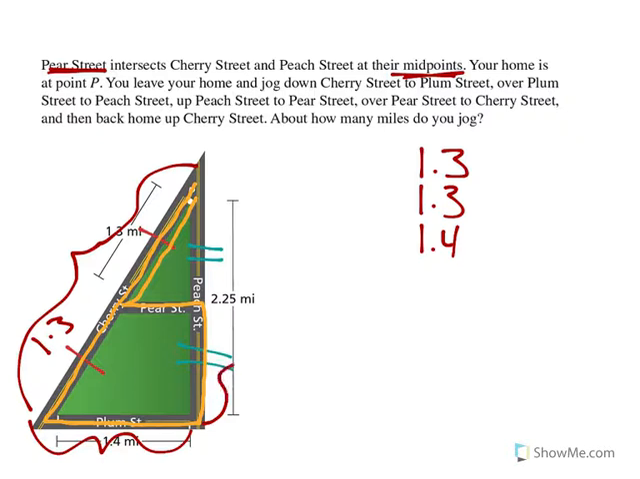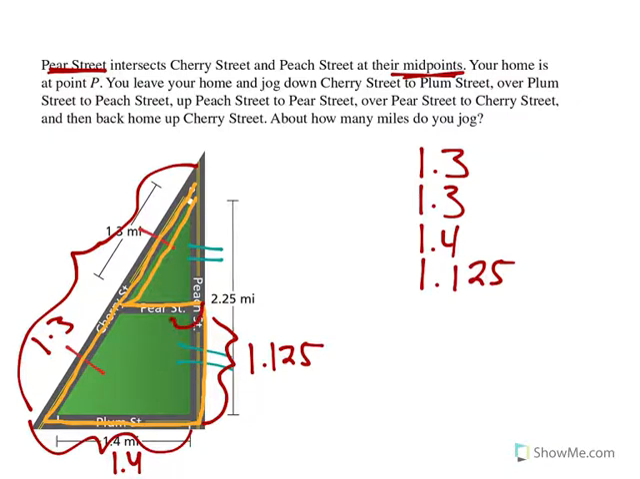Then we go up only to Pear Street. The total length of Peach Street is 2.25. If we only go to Pear Street, we're only going up half the way, right? Because it intersects at the midpoint, so it's only going half the length. So half of 2.25, if you need to, you can do it in a calculator. Only half of it is going to be 1.125. So I'm going to add that one here as well, 1.125.